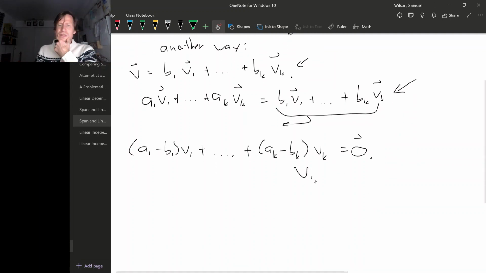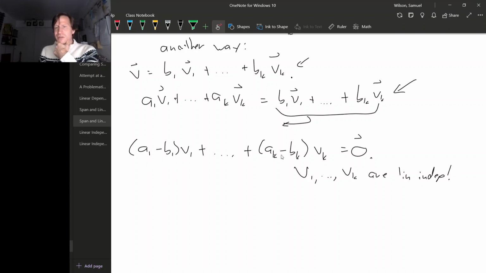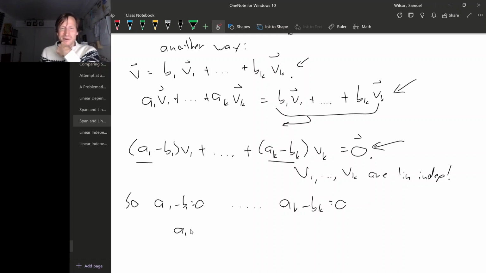But remember, we're assuming that the v's are linearly independent. So that means the only solution to this equation is the trivial solution. And the trivial solution is when each of these coefficients is 0. So that means a1 minus b1 is 0, and a2 minus b2 is 0, and so on, all the way down to a sub k minus b sub k equals 0. But right, each of these, we can move the b's back to the other side. We get a1 equals b1 down to a sub k equals b sub k.